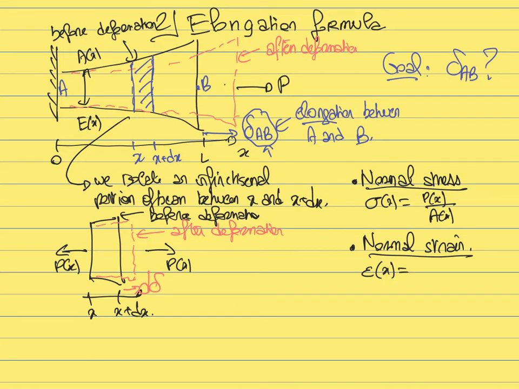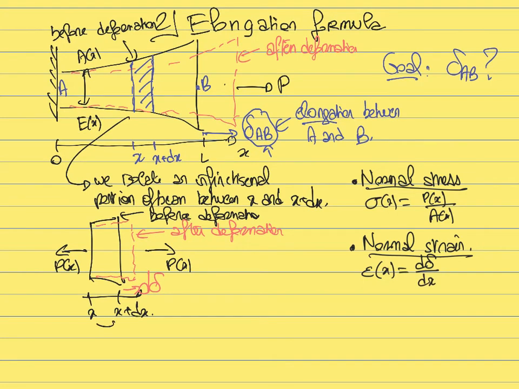In this case, the deformation of this beam is d delta. That's the elongation of the beam, the new length minus the old length. And we need to divide by the initial length. In this case, the initial length of this small portion of the beam is dx.